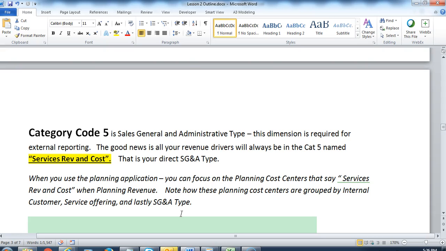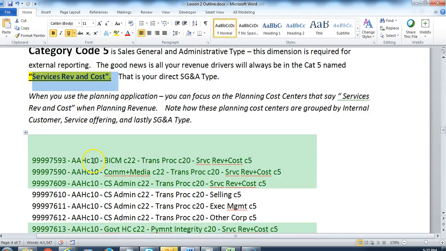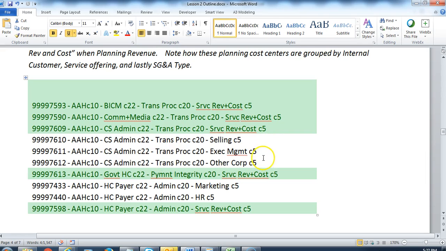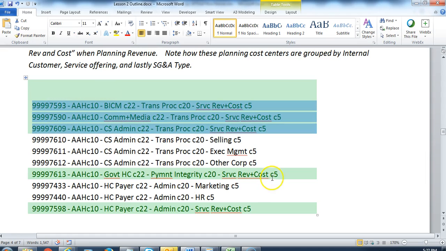This is your SG&A type. This is required for external reporting. The good news is when you're dealing with revenue, your CAT Code 5 will always be services, revenue, and cost. We'll have to deal with some of the other CAT 5s as well when we forecast and plan for expenses. But for revenue, you can just zoom in on this. Here's an example of one of our CAT 10s that has several planning cost centers, and I'm going to focus on revenue forecasting. I only need to worry about the 5 that are highlighted in green.